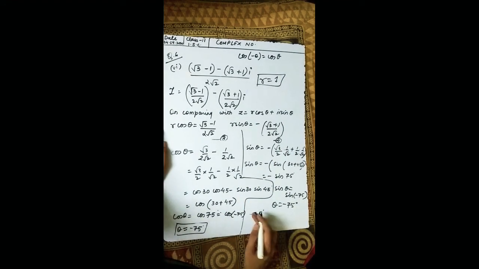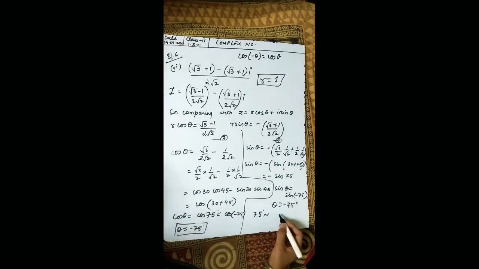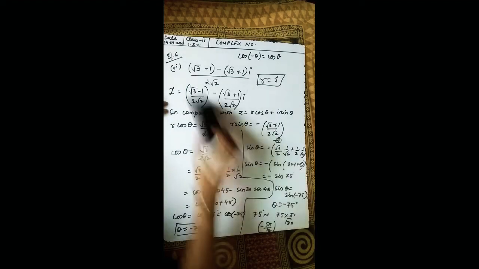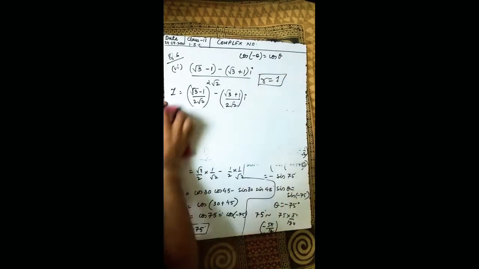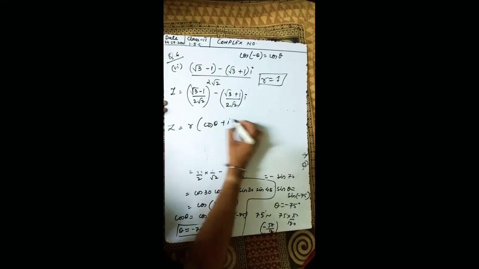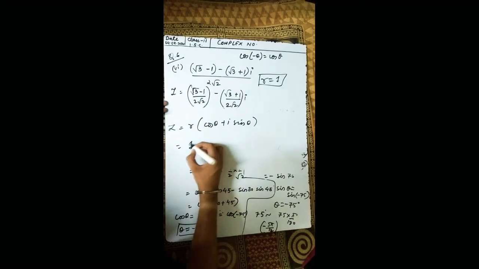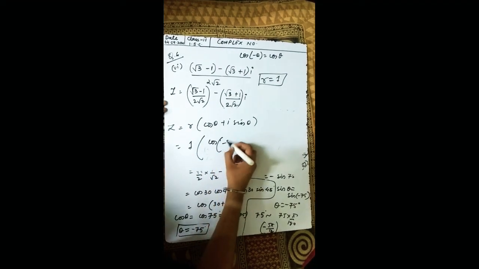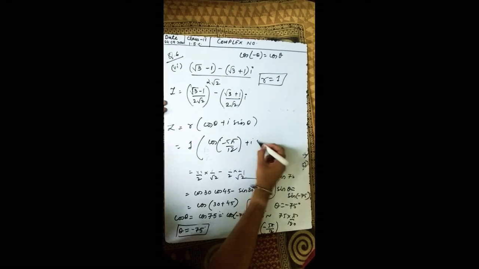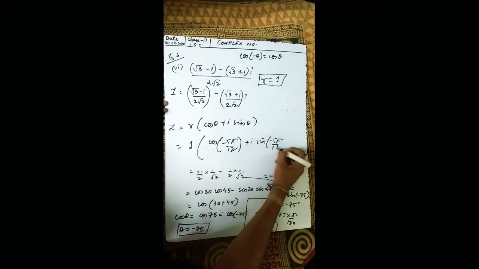Can you write 75 in terms of radian? So 75 into pi by 180, so you will get 5 pi by 12, that is minus 5 pi by 12. So can we write this complex number in polar form? So z is equal to, as the polar form says, r is 1, so 1 multiplied by this will be 1 only: cos of minus 5 pi by 12 plus i sine of minus 5 pi by 12.